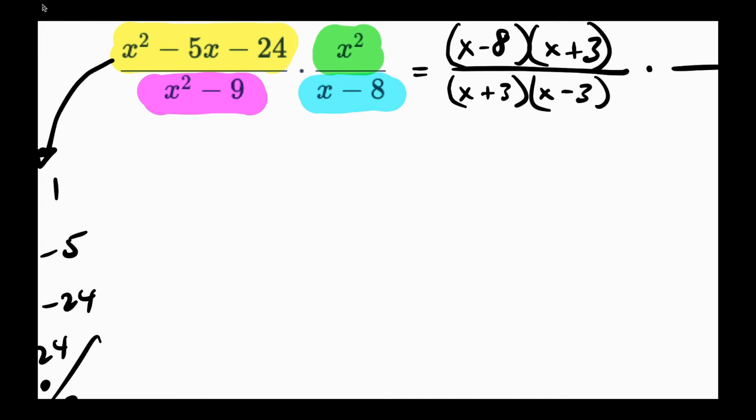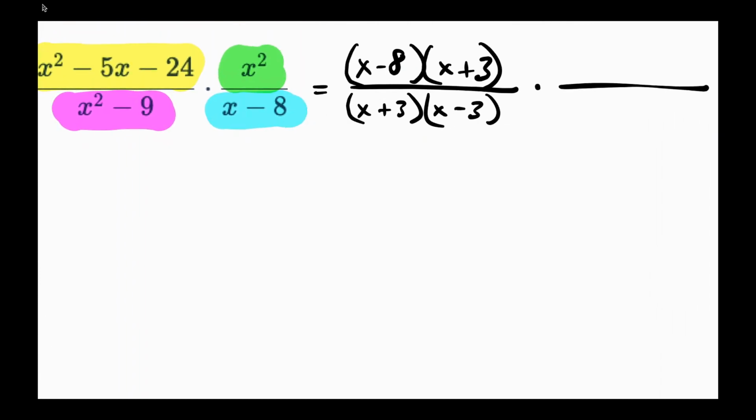Now I'm to the green. X squared. That's not a trinomial. It's not a binomial. It's a monomial. It's one term. So the only way to factor that is just x times x.